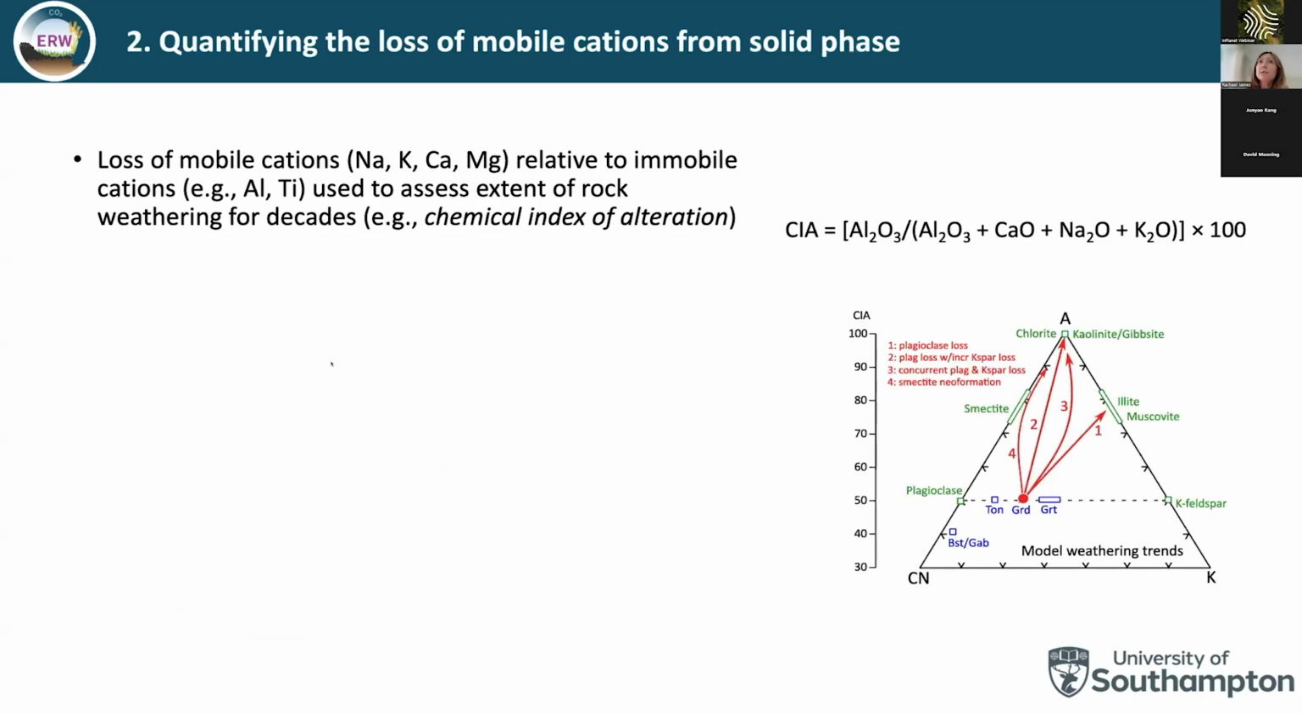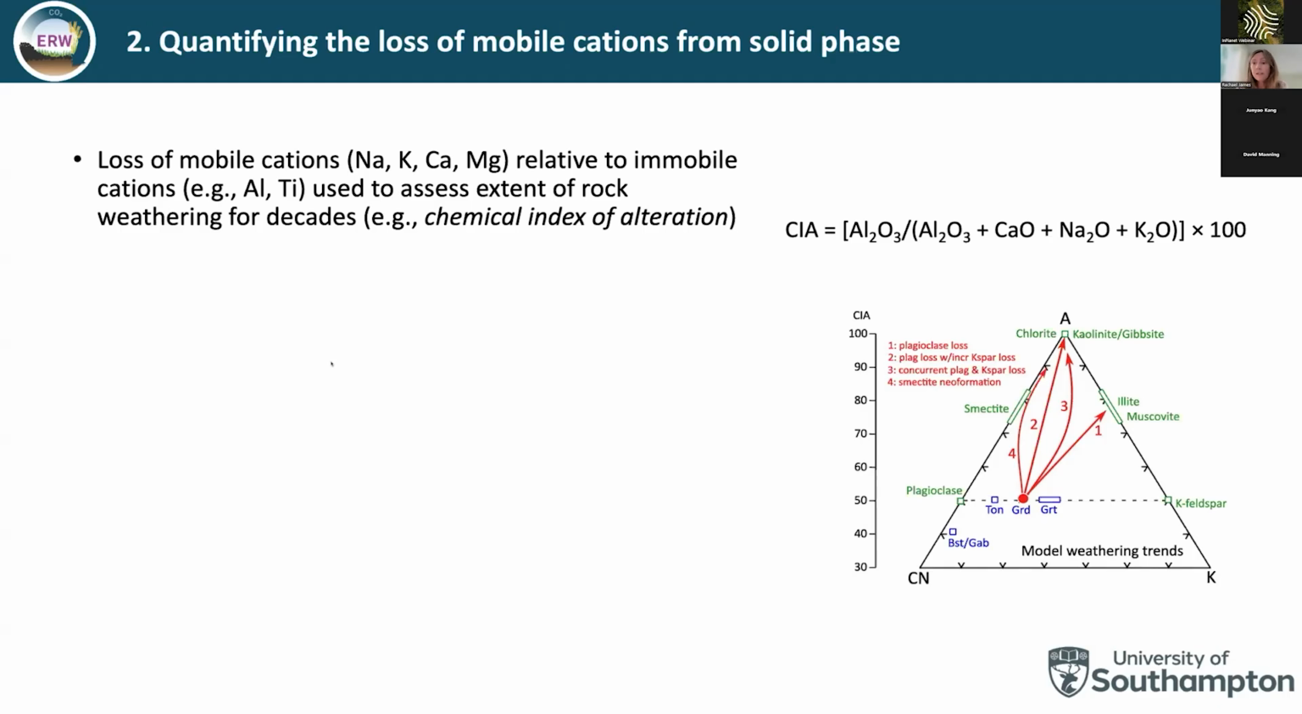Okay, moving on to the second method now, and now we're looking at the soils themselves and the products of weathering, what's left in the soils after weathering has happened. So what we can do is look at the loss of mobile cations, and we normalize that to immobile cations in the soil. And that allows us to differentiate, for example, between different sources of material. And that's been used in rock weathering studies for many decades.